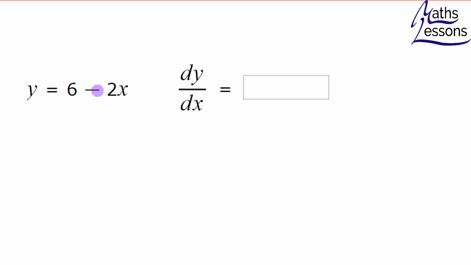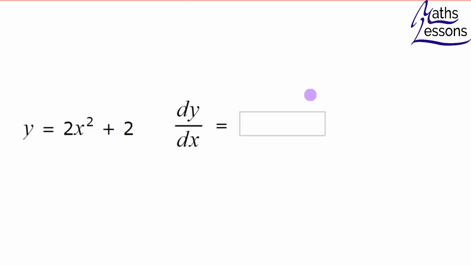Okay, let's differentiate this one. Well, this is just another y equals mx plus c. If we write it in a different order, the m is the minus 2x, so the gradient of this is just minus 2. So dy by dx is just minus 2.